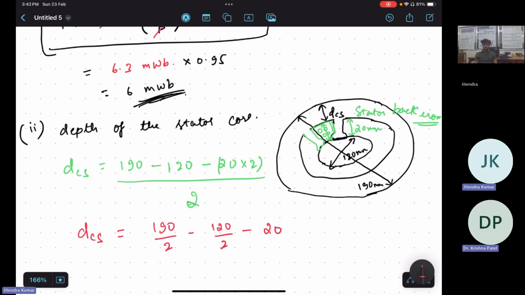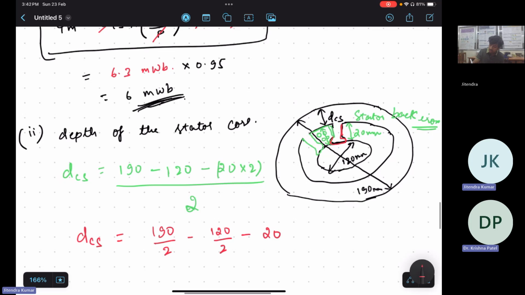So I hope it is clear to you now. We have to subtract the length of the air gap; that's the difference between the stator bore diameter. The stator bore diameter considers the length of the air gap. Here, from the center to the stator teeth, that diameter is the bore diameter.